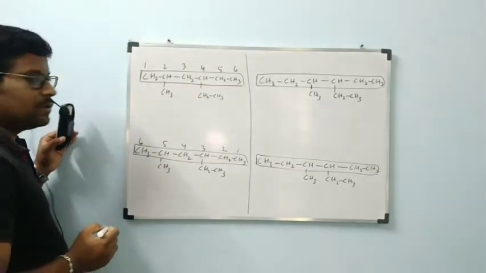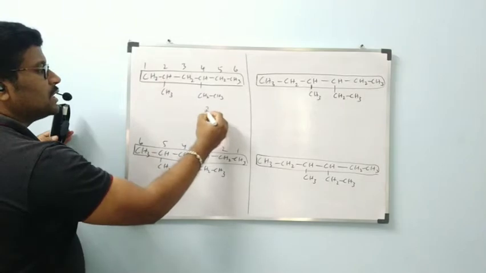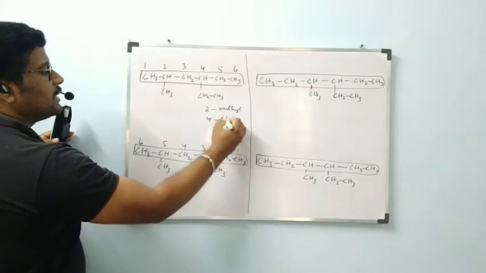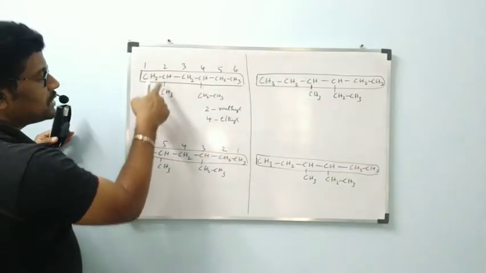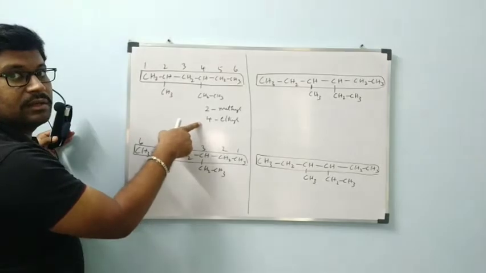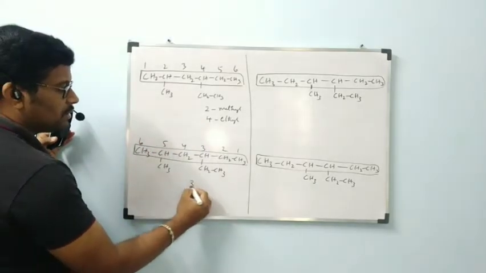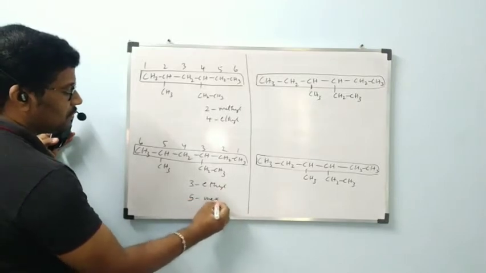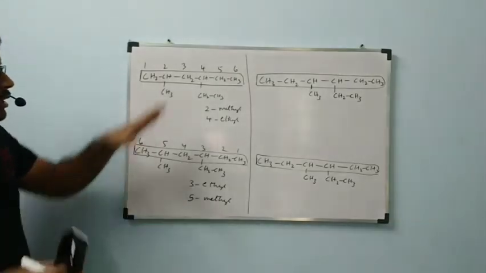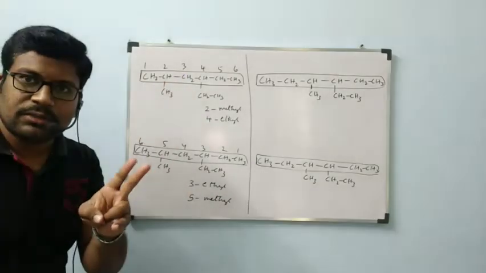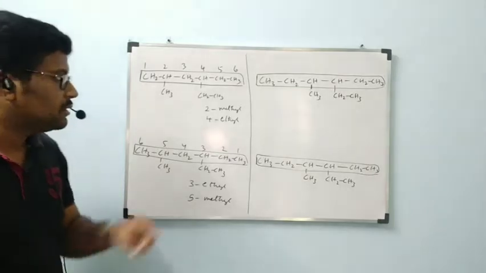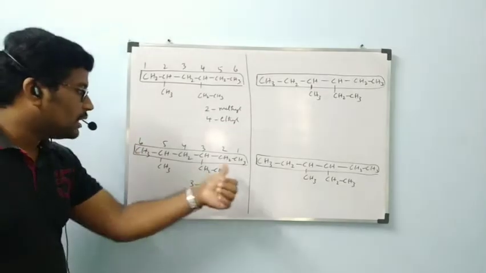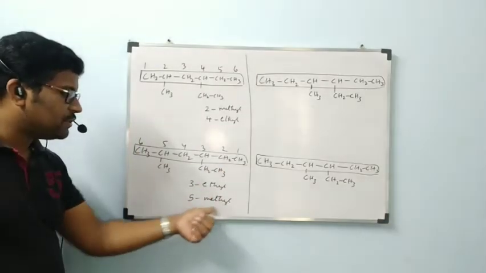Now observe. According to left to right, second position methyl, fourth position ethyl. Second position methyl, fourth position ethyl. Correct? Next, right to left, third position ethyl, fifth position methyl. In this compound, we have two alkyl groups, side chains: second position methyl, fourth position ethyl when we go left to right; right to left, third position ethyl, fifth position methyl.